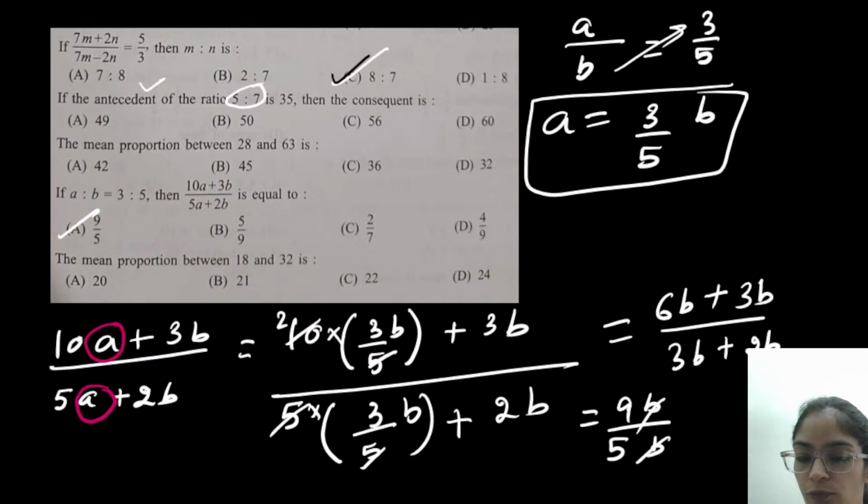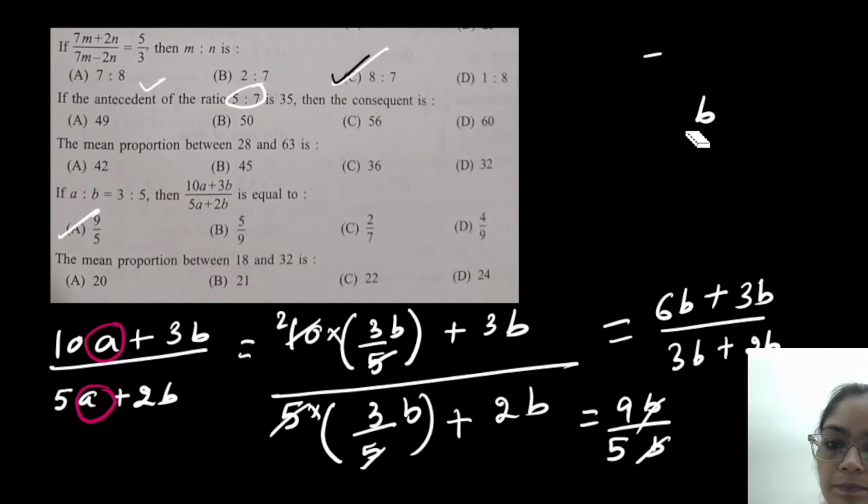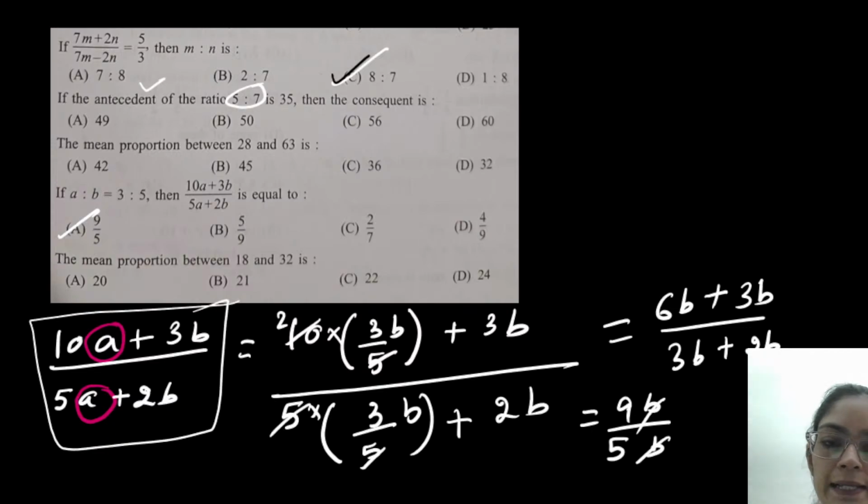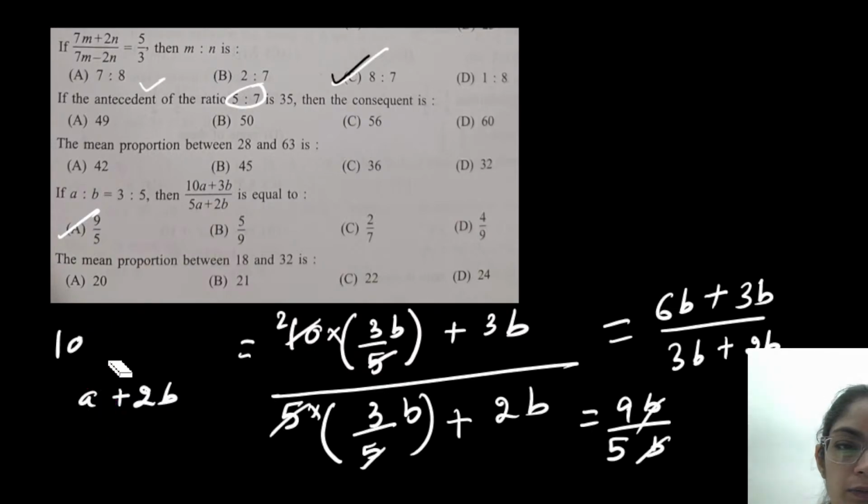Okay, no one has done before me. Yes, Anika has given the answer 9 by 5. Should I say it's 9 by 5, not 9 by 2? So 9 by 5 is the answer of this one. Let's do the next question, which is again a similar question. Whenever you have to find the values of such expressions, I suggest you do it by substitution, like we have done here. Let's do the next question now.